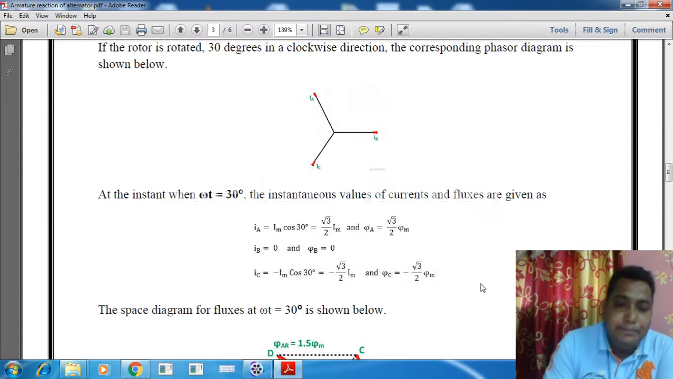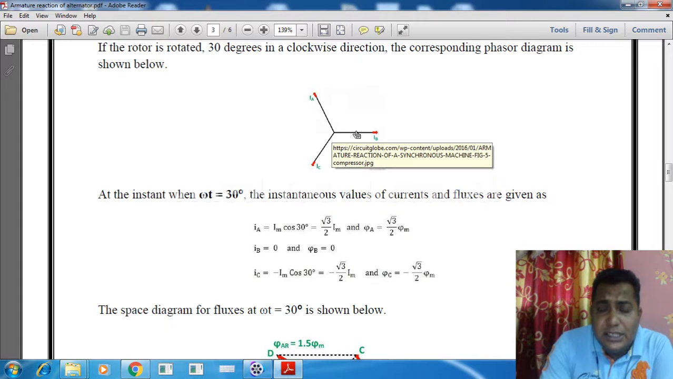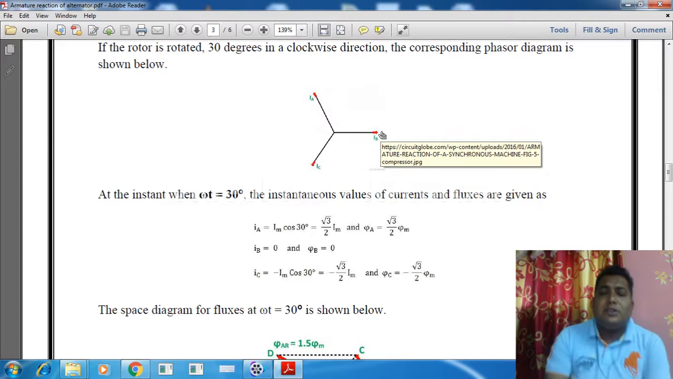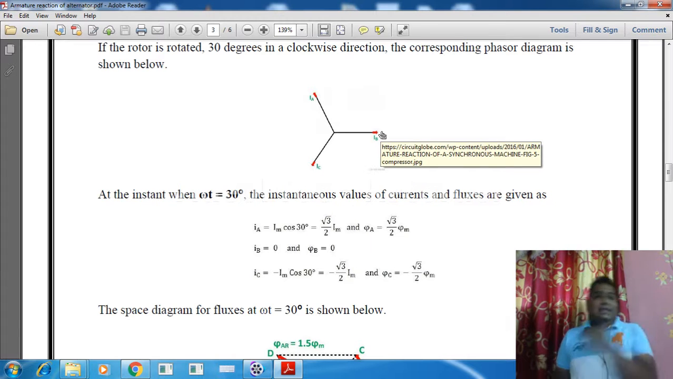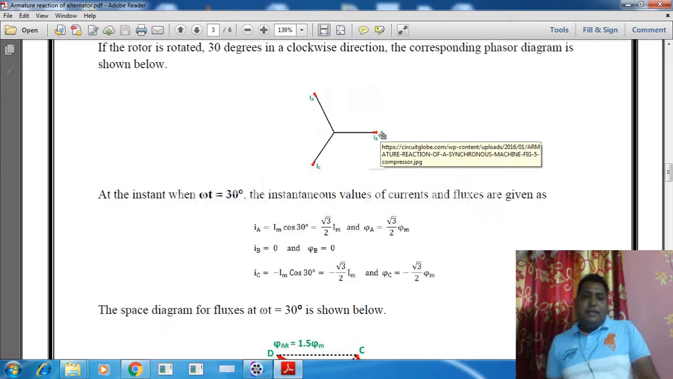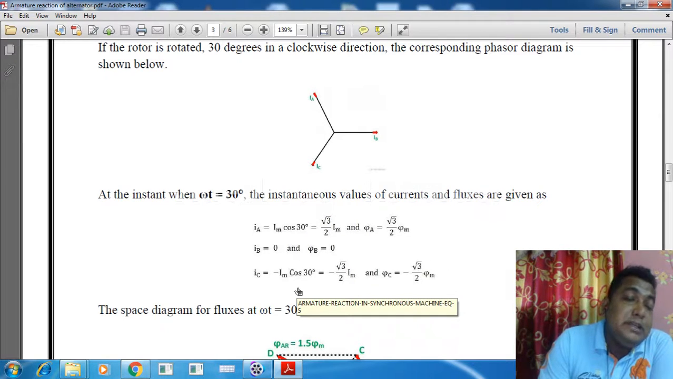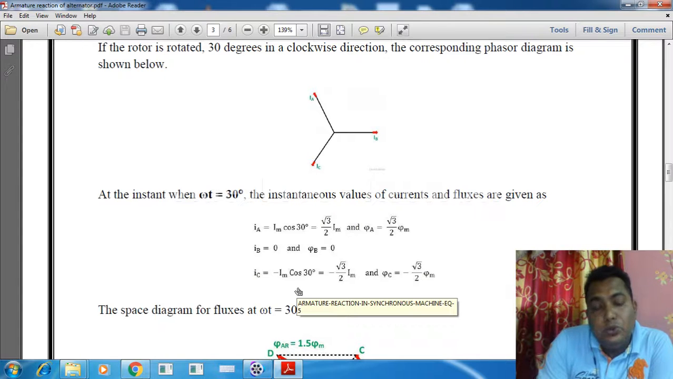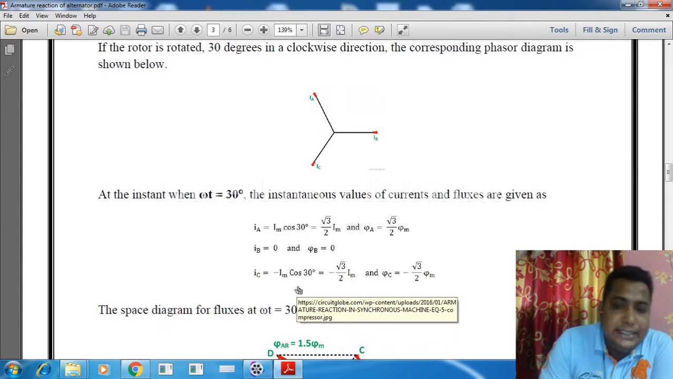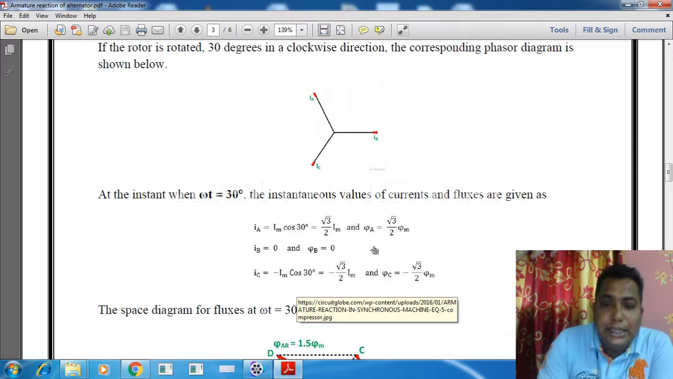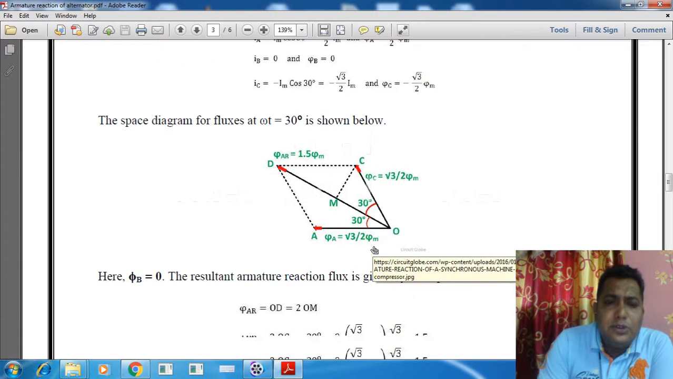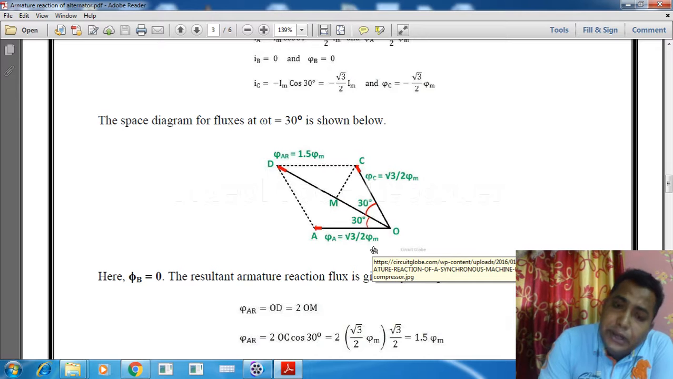Now ib is on the horizontal axis, and on the horizontal axis this current and flux don't have any value, as we already saw in the previous cases. For ic, it must be minus root 3 by 2 im, and for phi c, it is minus root 3 by 2 phi m. So the resultant flux is what we want to find out.